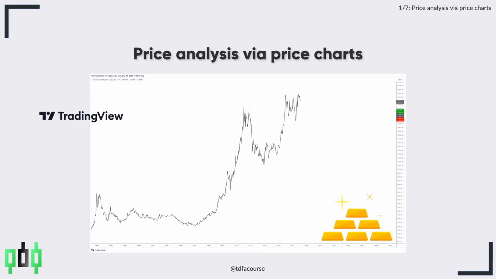Price analysis, we do that via an awesome tool called TradingView. There are multiple sources, multiple software packages that do this, but TradingView is our personal favorite. In this chart, you can see the price of gold. On the bottom, we have the dates, and on the right, we have the price. If you connect them, taking a price point every single day throughout time, you can see that a line can be drawn. Now, that line is a trace, and that line we can analyze.